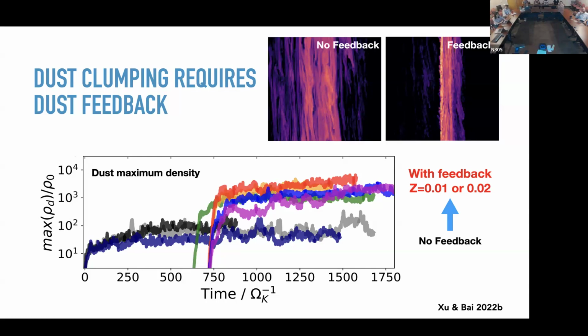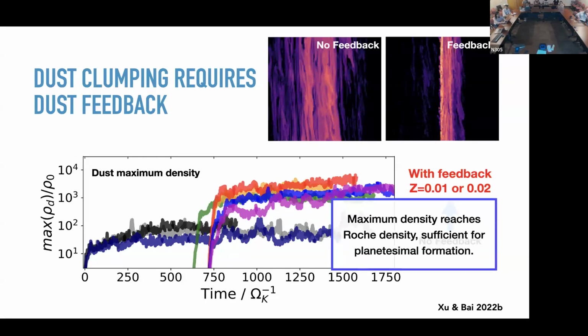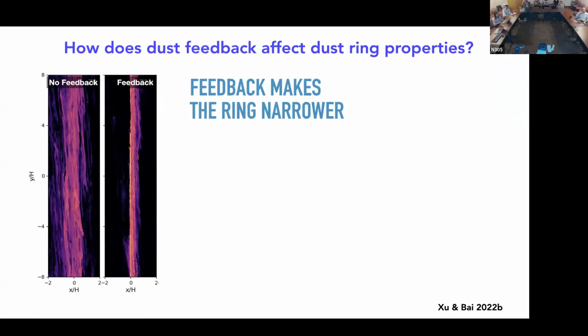And if we measure the maximum dust density in the simulation and plot it as a function of time, we can see that the lower curves are the cases without feedback. But as long as we have feedback included, the maximum dust density is much, much higher compared to the one without. And this maximum density is actually reaching or exceeding the Roche density, which means that in the simulation, these clumps are already sufficient for planetesimal formation.